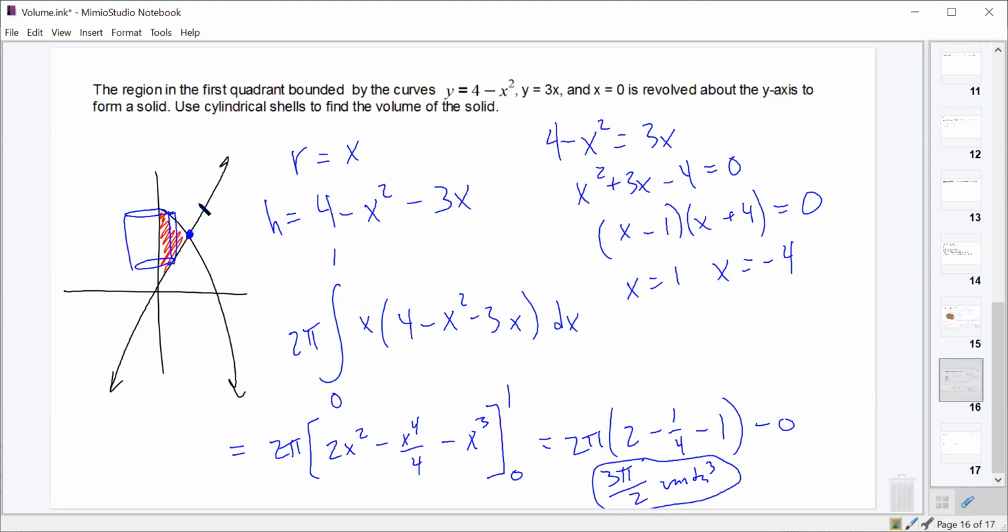Yes, Molly, if you want to use this method on the AP test, you are more than welcome to. It's just none of the problems will require you to. You can use it, and sometimes it makes the problems a lot easier, but every problem can be completed using a disc or a washer or the cross-section method that we talked about yesterday.